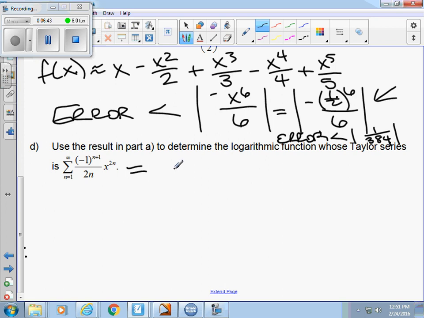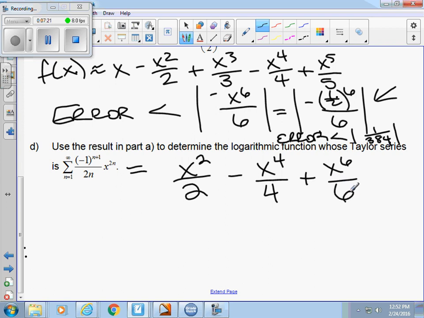it's positive 1 x squared over 2 minus x to the 4th over 4 plus, everyone agree with that next? Good so far. Any questions so far?